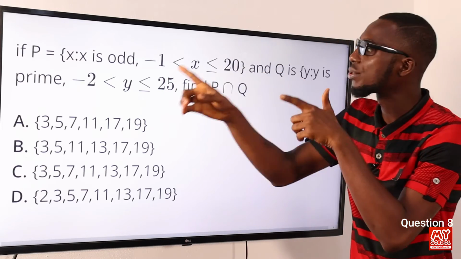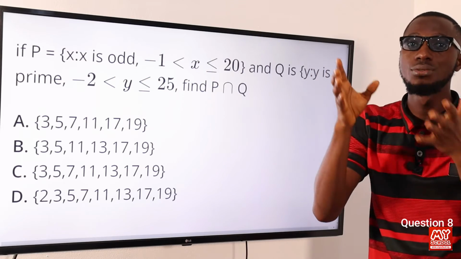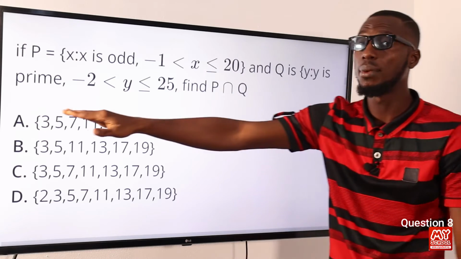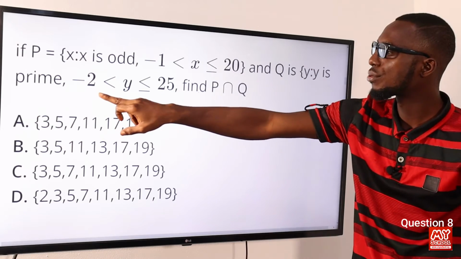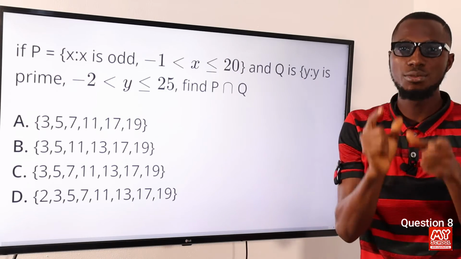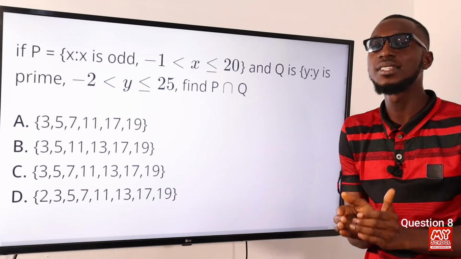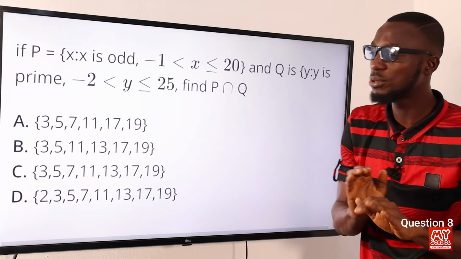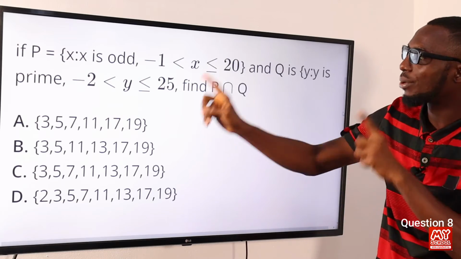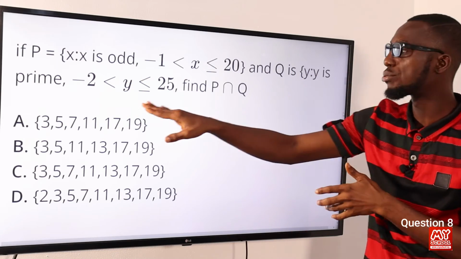So we can see that P is talking about not just numbers 1 to 20, but all numbers that you can find from 1 to 20. Then what about Q? We are told that Q is prime numbers, and minus 2 is less than Y. So anywhere we are starting from, the number should be bigger than minus 2. So take note of this. Minus 1 is bigger than minus 2. Minus 2 is bigger than minus 3. Minus 3 is bigger than minus 4. So know this simple trick and you are good to go. That means we are starting from minus 1, and we are told that Y is less than or equals to 25. So we are looking for prime numbers from minus 1 to 25.